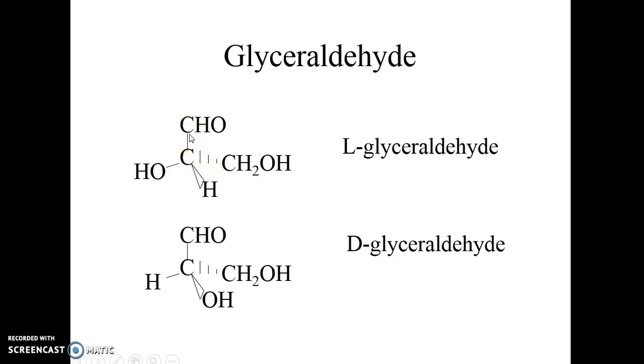And it doesn't matter which way they rotate light, even though these two rotate to the right and to the left. After this, you don't care which way it rotates. We're just looking at the configuration of a particular carbon. So keep that in mind. So this is L-glyceraldehyde and D-glyceraldehyde. The D-glyceraldehyde is the one that occurs in nature. L-glyceraldehyde is synthesized by chemists in the laboratory.